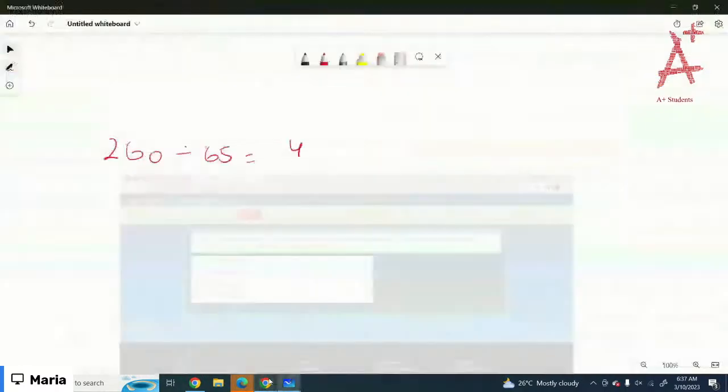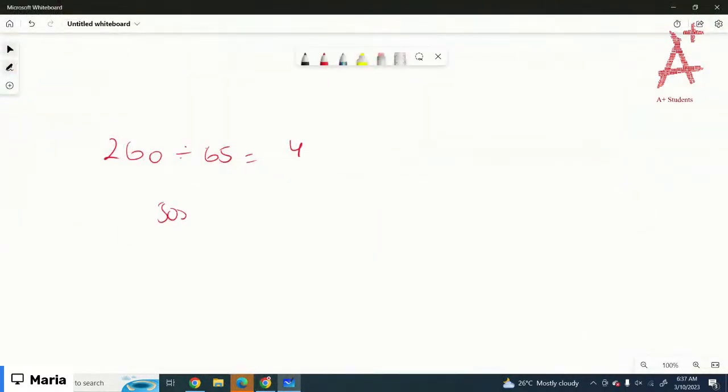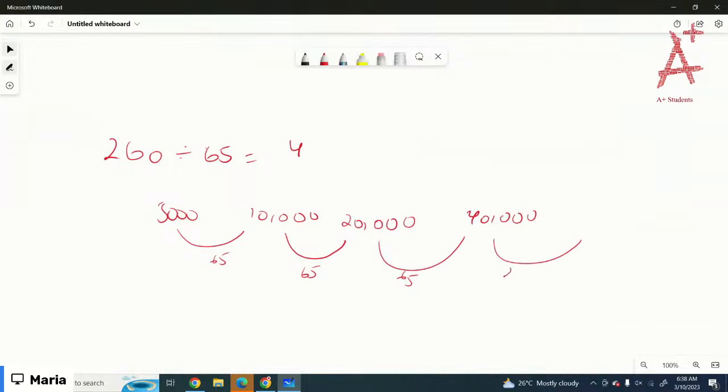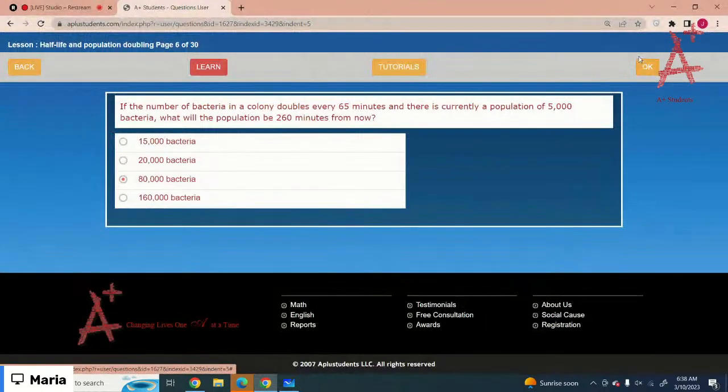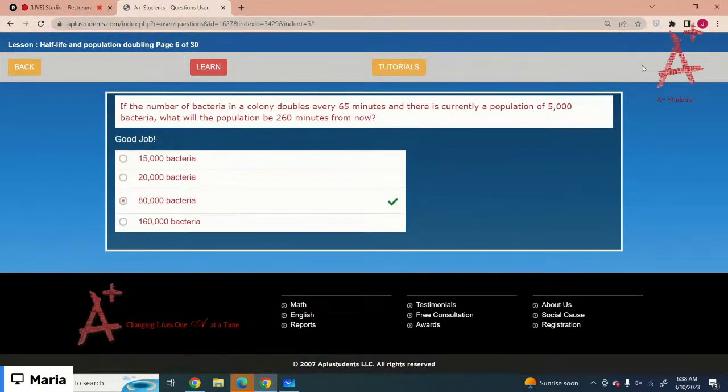Got it? So start with 5,000. After 65 minutes, it would be doubled to 10,000. Then after the next 65 minutes, it would be 20,000. Then the next 65 minutes, 40,000. Then the next 65 minutes, 80,000. That means after 260 minutes, it would be 80,000. So the correct option is 80,000 bacteria. Got it?